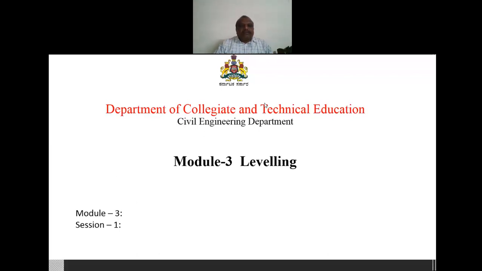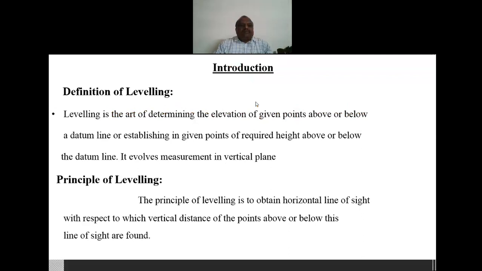That means the first objective deals with the work to be designed, and the second objective of leveling deals with the setting out of all kinds of engineering works. For all engineering projects such as highway, railway works, canals, tunnels, and irrigation and drainage works, the elevation of different points along the alignment of the project is required. So, elevation can be found out by using leveling.